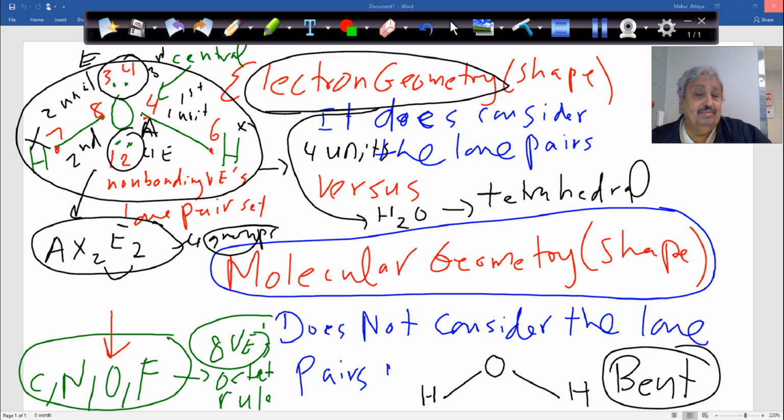You see the difference here? There you have to consider all the lone pair sets, therefore you have 4 units. Here you consider it has only 2 units. You ignore the lone pair, so it is bent. Everybody's following? That's the difference between the electron geometry and molecular geometry. Molecular geometry does not consider the lone pair set, while the electron geometry does.